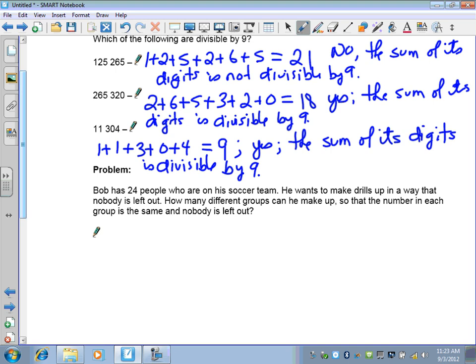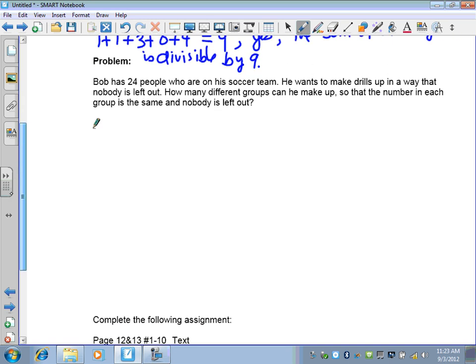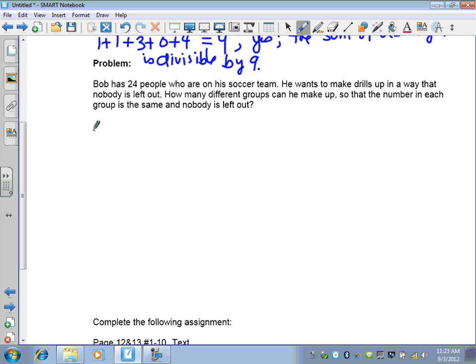Okay, I have one problem for this one that I want you to do. Bob has 24 people who are on his soccer team. That's including Bob. He wants to make drills up in a way that nobody is left out. How many different groups can he make up so that the number in each group is the same, but there's nobody left out?